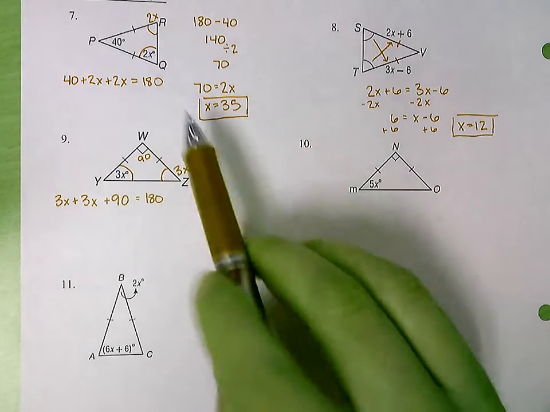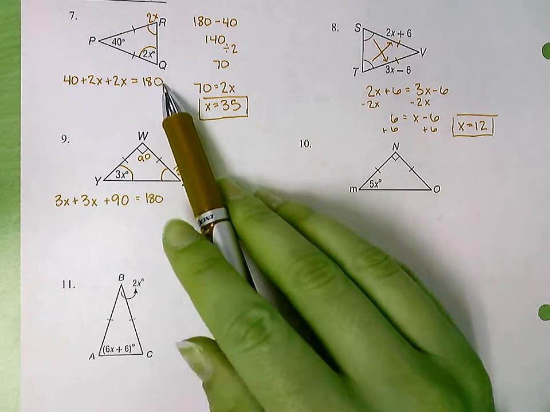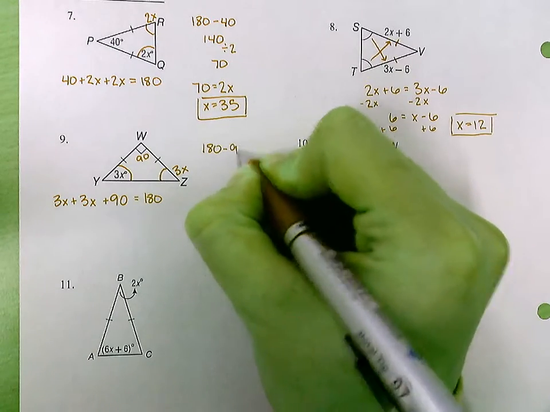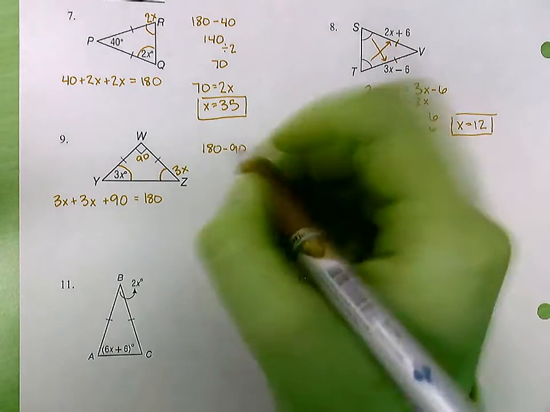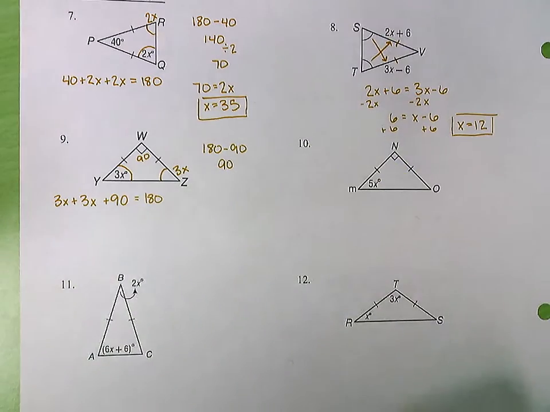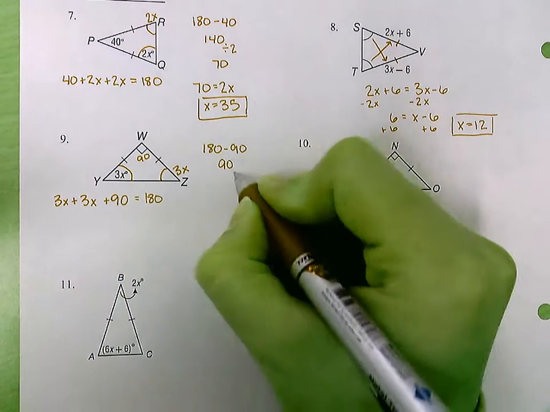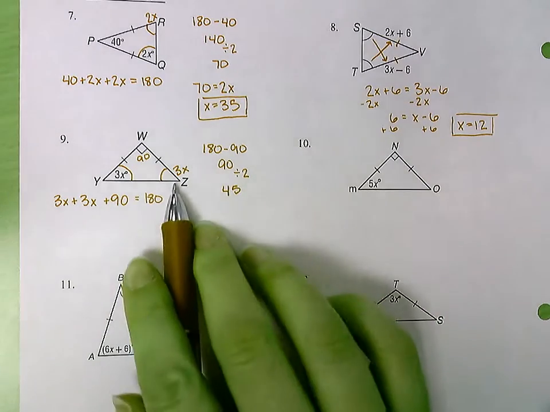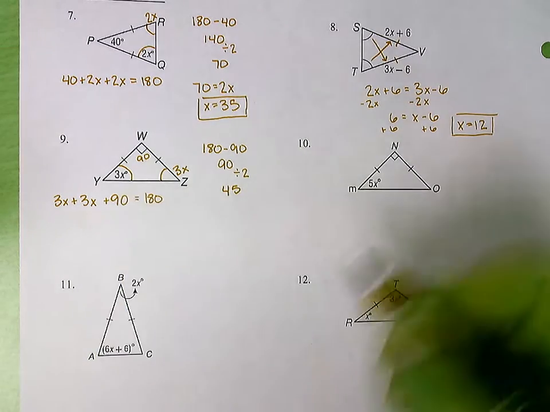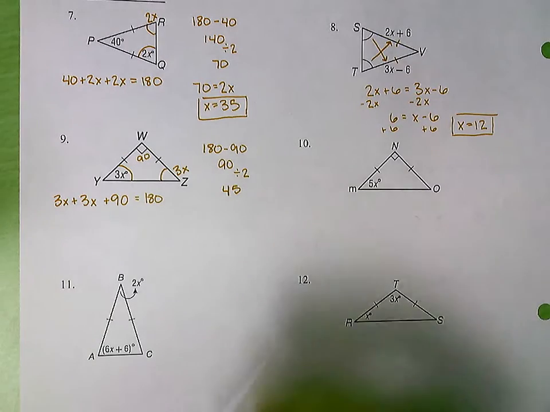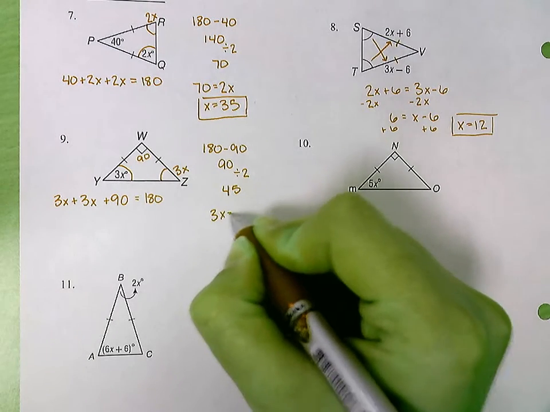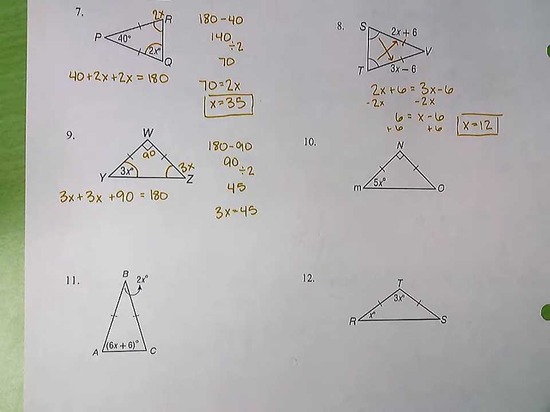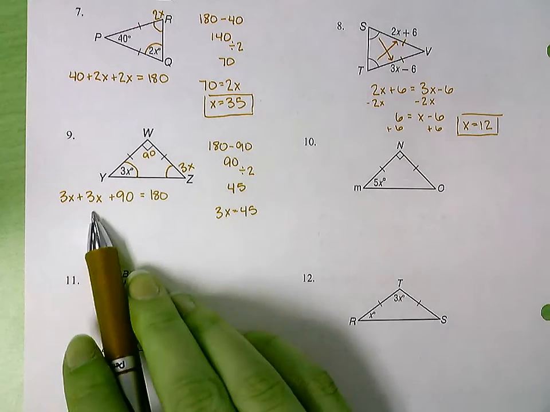Or I can do something similar that I did in number 7 up here. I can take 180, subtract 90, get 90. Then divide it by 2. That's 45. And then set one of those angles, 3x equals 45, and then I'll divide by 3. Do it this way.